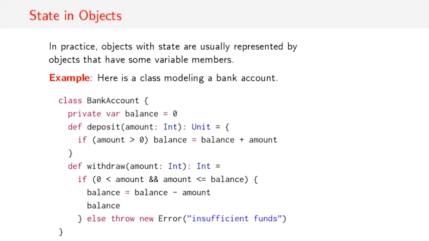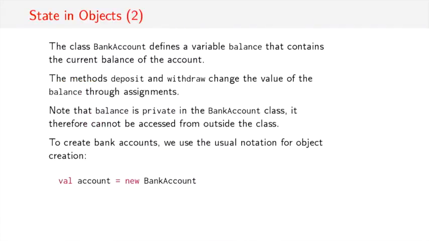So in summary, class BankAccount defines one private variable balance and two methods that can be used to change that variable. To create bank accounts, we use the usual notation for object creation. So you would write val account = new BankAccount, and that would give you a new account.